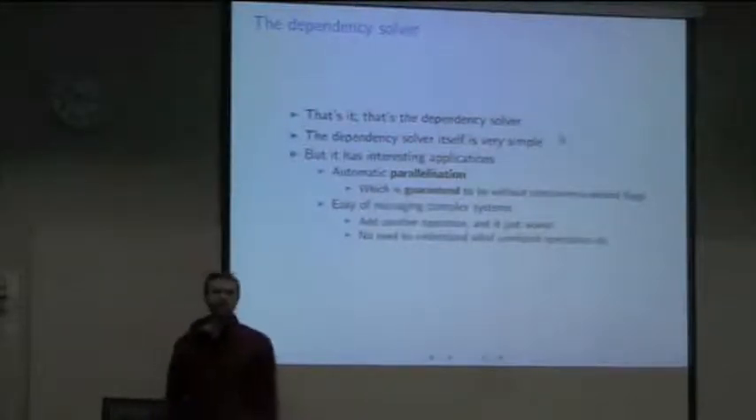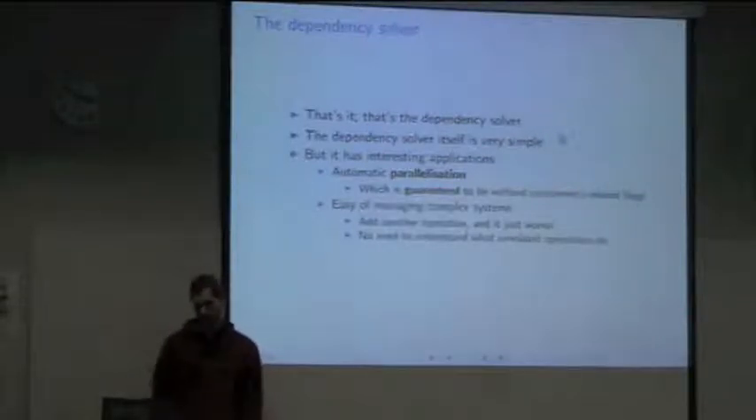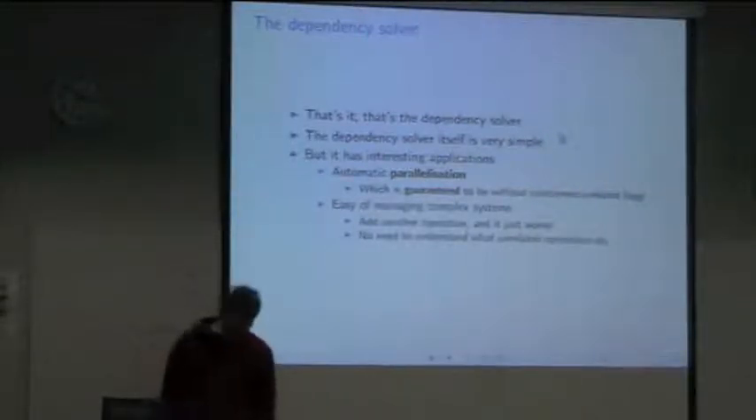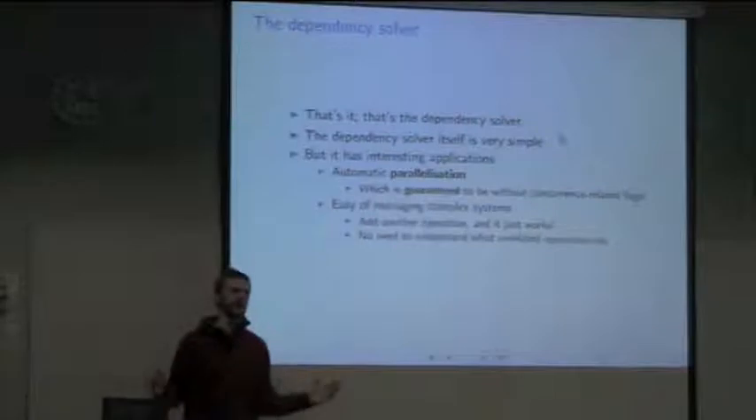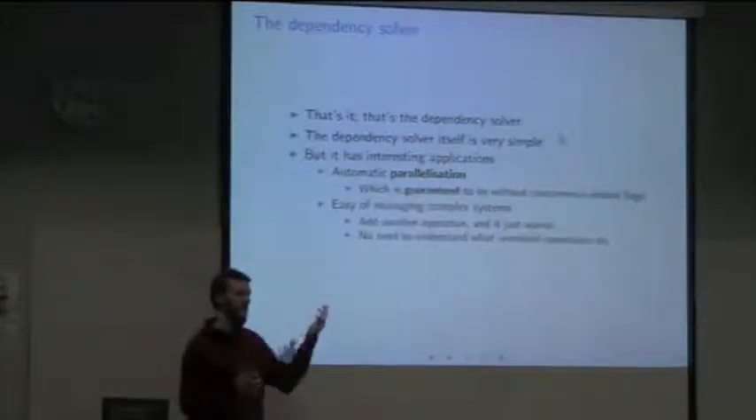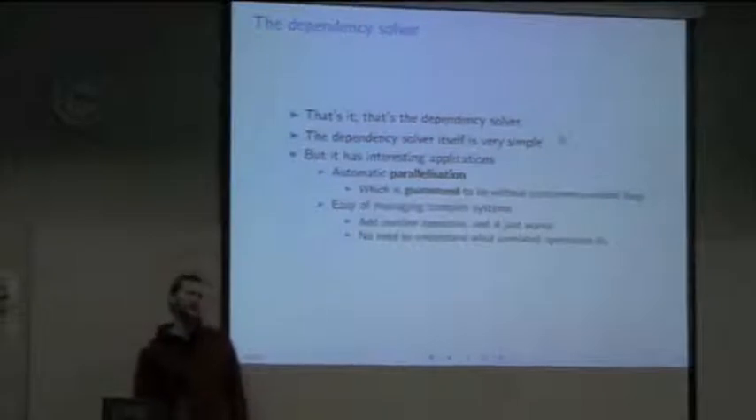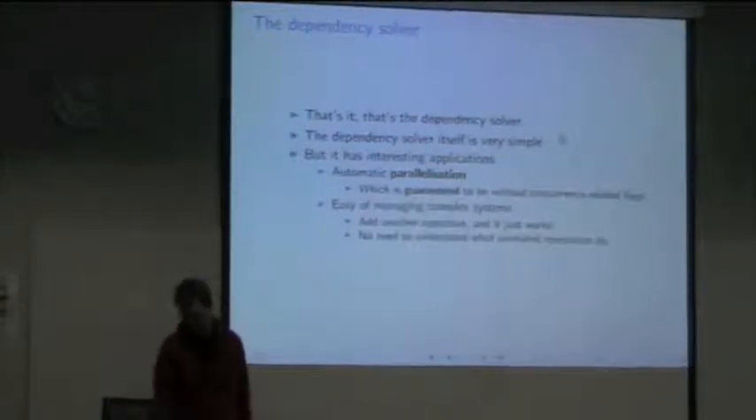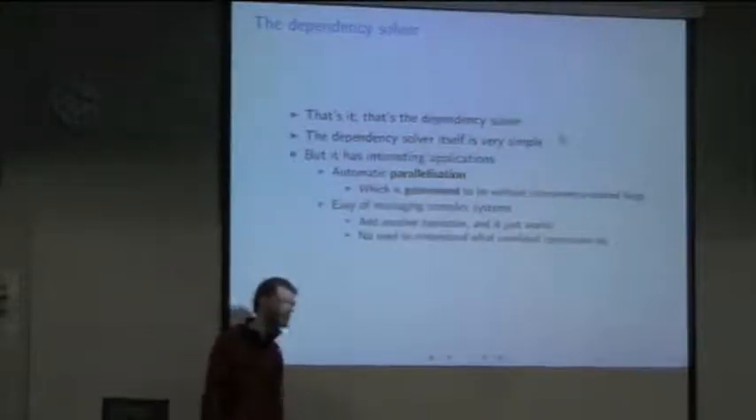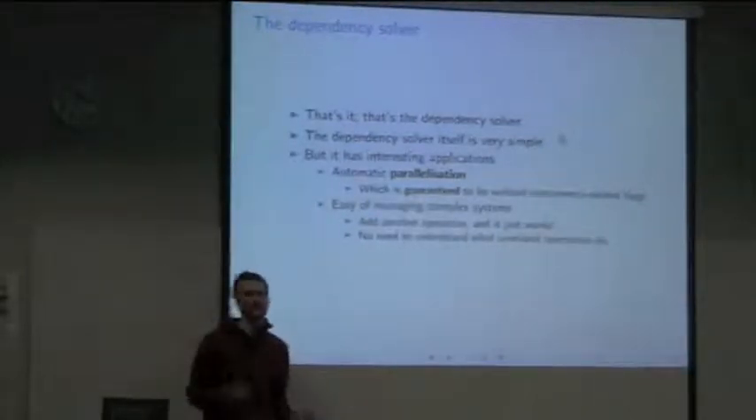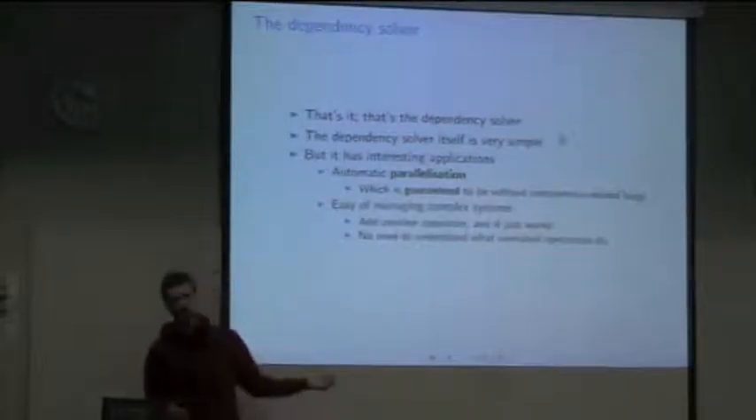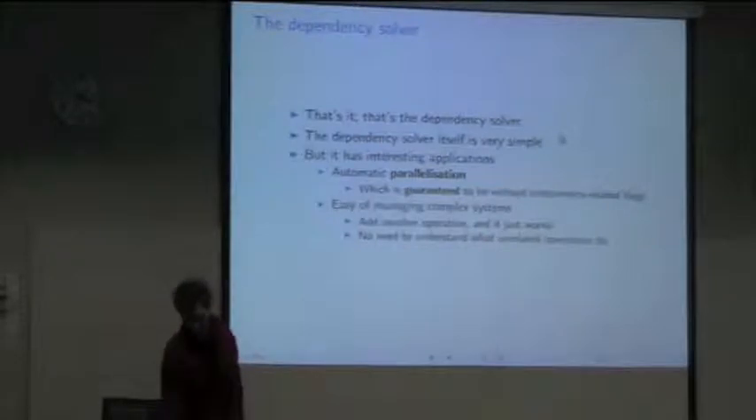That's basically it. The dependency graph itself is very simple. But it has interesting applications. You can infer parallelism by looking at the dependency graph. And the parallelism we get is inherently safe because you know that none of the operations are going to conflict with one another. They don't have any shared resources which isn't being handled by the dependency graph. So you get safe and automatic parallelization. You can also manage complex systems, as I've mentioned. When you have tens or hundreds of operations and you're frequently adding or removing operations, you don't want to have to recalculate which order the operations run in after changing them.